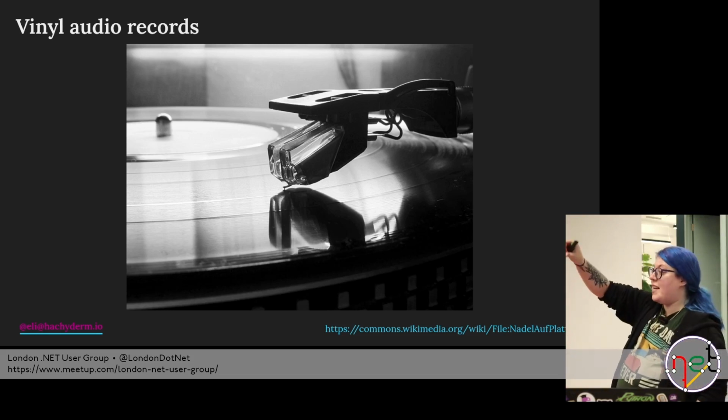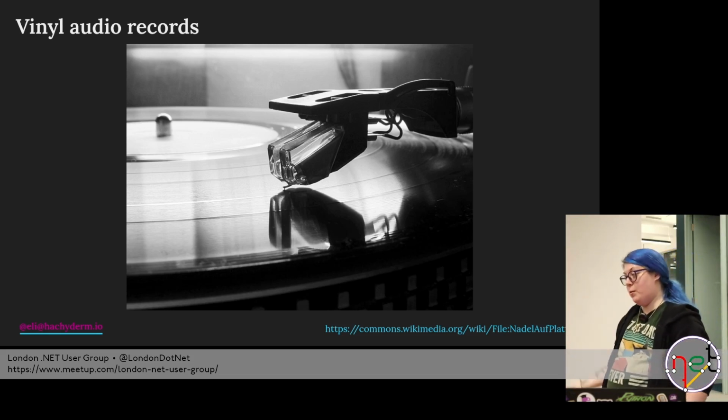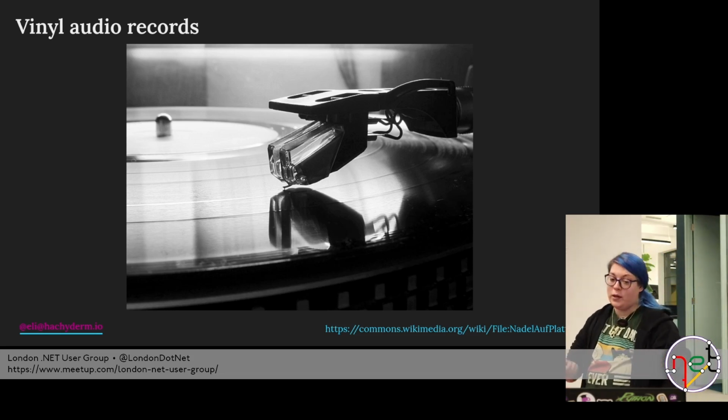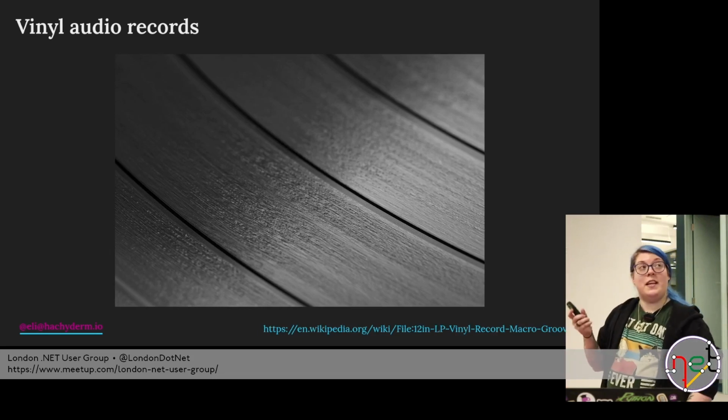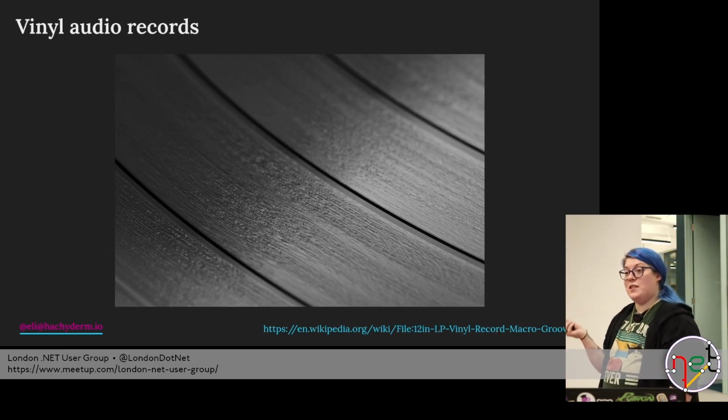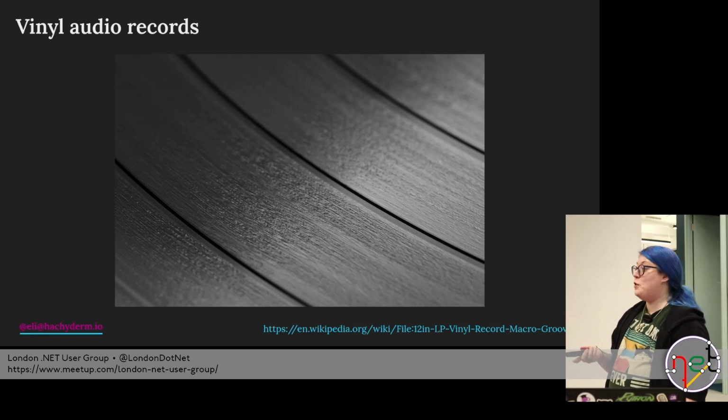Got a little needle that takes that sort of motion and turns it into an electrical signal, which we can then turn into noise. So the data here, because it's encoded in the texture of the disc, and the disc itself doesn't have a protective casing built in, you have to be super careful with handling them.